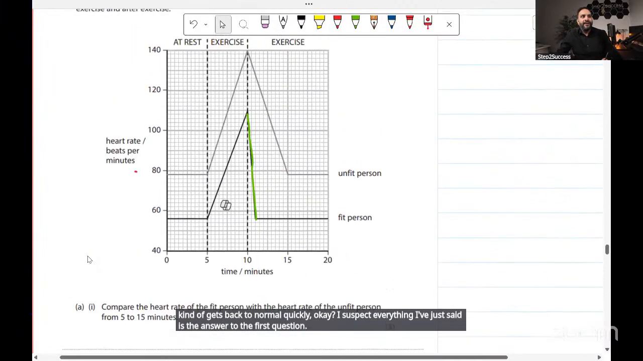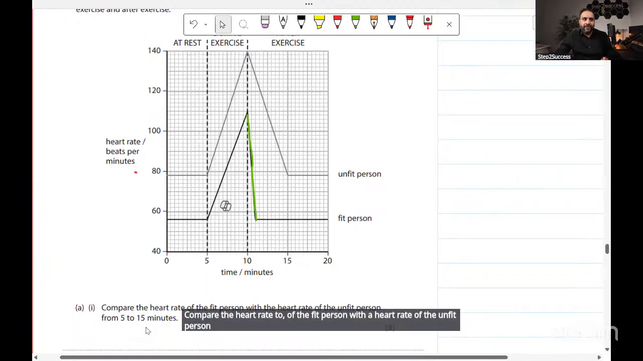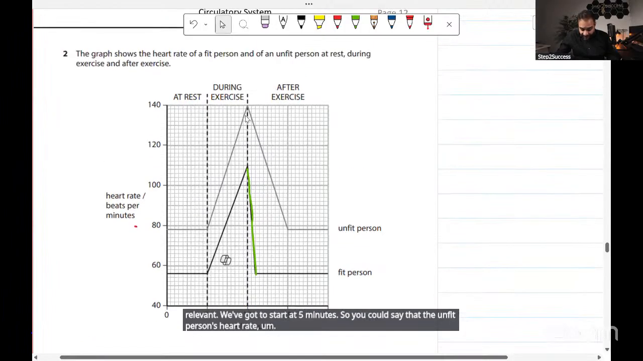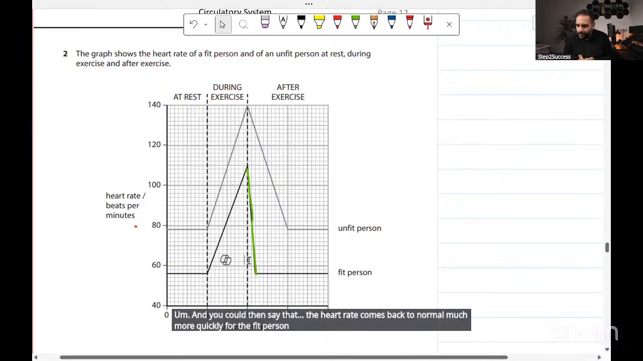Compare the heart rate of the fit person with the heart rate of the unfit person from 5 to 15 minutes. Be careful. So the first bit I said is not relevant. We've got to start at 5 minutes. So you could say that the unfit person's heart rate is much higher during exercise. It reaches a much higher point. And you could then say that the heart rate comes back to normal much more quickly for the fit person. That's what I would probably say.